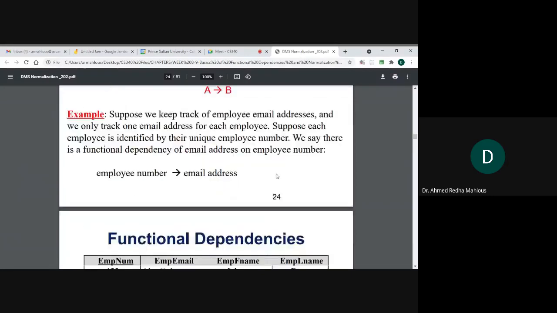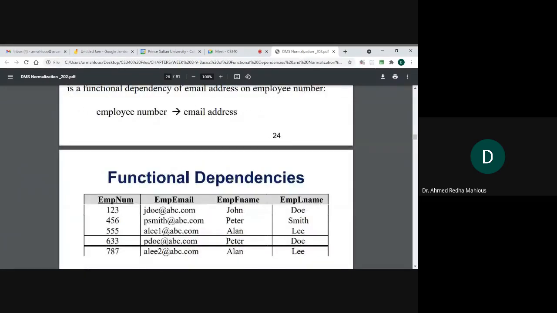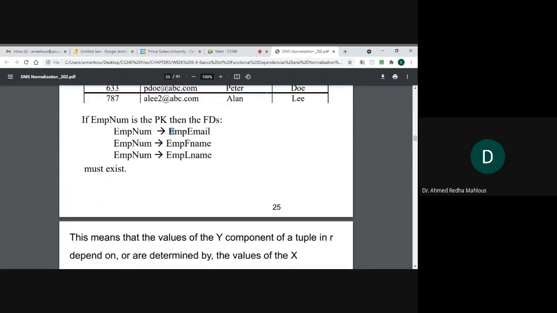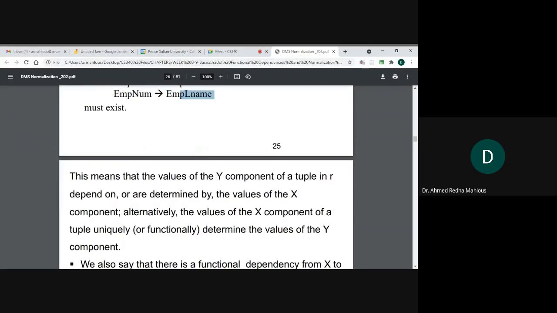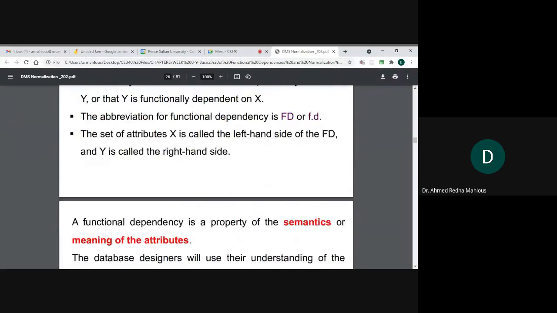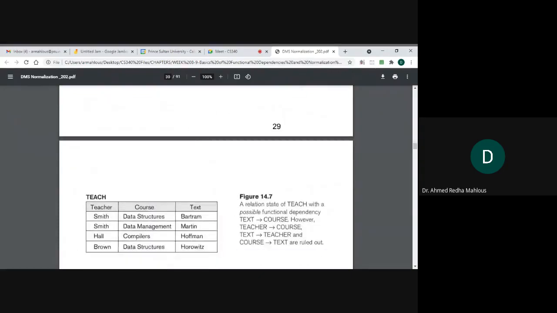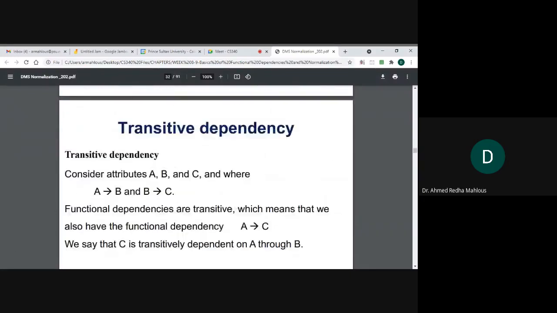If I tell you, for instance, employee number, automatically you should tell me the email address. Employee number here, I do have email address, I do have first name, I do have last name. That means this is correct. It must exist. This is what is known as a functional dependency based on a primary key, for instance.